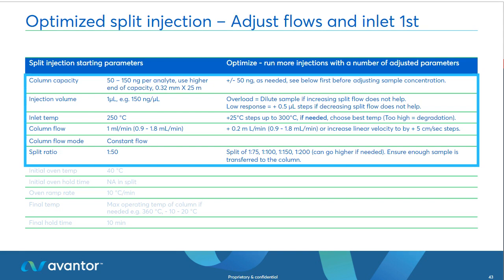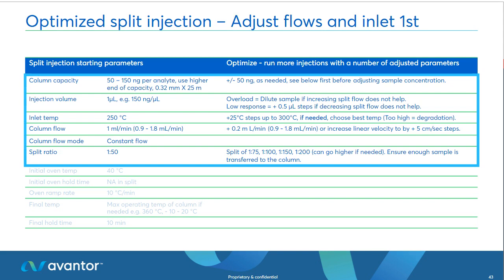So then when we go back up to column capacity and injection volume, if we have a look at injection volume, if you see an overload of the sample and increasing the split flow isn't helping, then dilute the sample. If you're getting a really low response, then you can increase the sample volume that's injected, if the split flow doesn't help, again, by decreasing the split flow. But we need to make sure we're not overloading the inlet with too much volume because we don't want to cause a backflash. And that's when there's basically too much vapor inside the inlet.